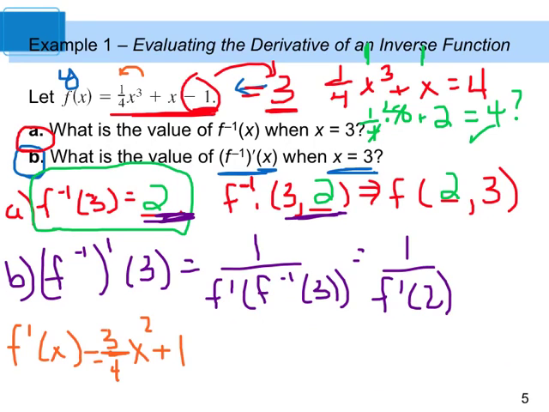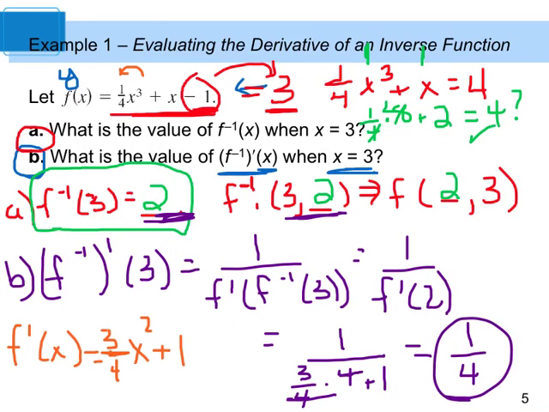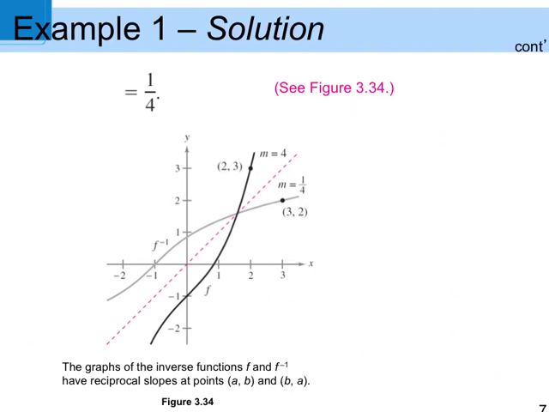So 1 over f prime of 2 is 1 over 3/4 times 2 squared plus 1. So it's 1/4. Again, pause and rewind if you need to. And this is just illustrating it right here. These are the functions. This is your function. Which one's which? This is f. This is f prime. One slope is 4. One slope is 1/4. They're just reciprocal slopes.